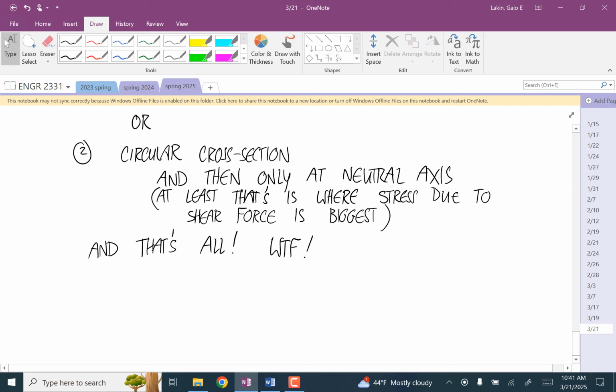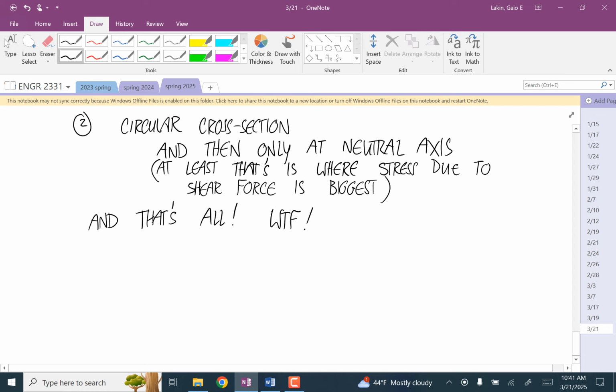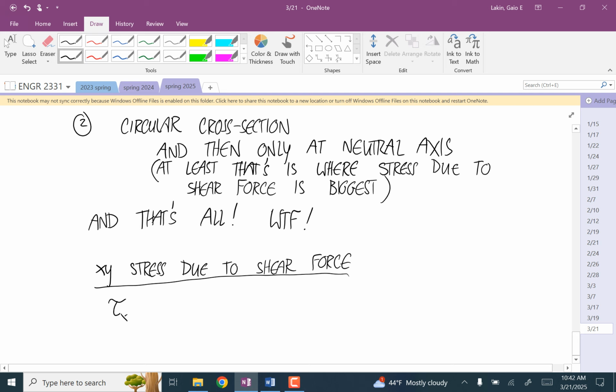Okay, so that's the deal with stresses due to shear force. But if these criteria are met, the XY stress due to shear force, tau XY, is equal to negative shear force times this new thing Q that we're going to calculate, divided by the I that we've already talked about, times B.